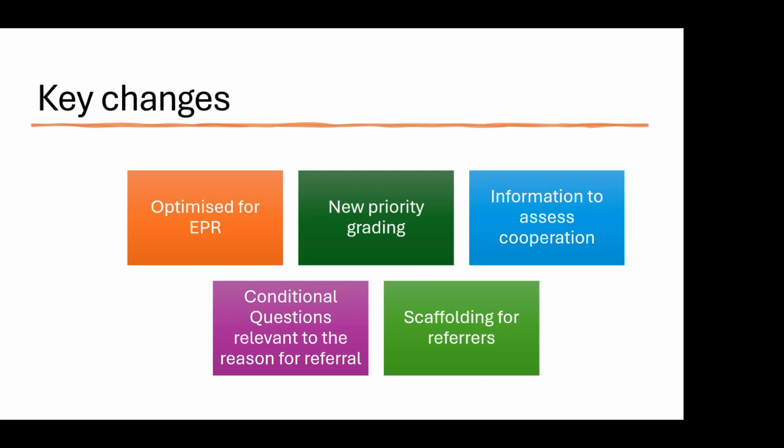We also are asking for more information to be able to assess cooperation, so we can put that together with the reason for the referral and see whether this child needs to be seen in community or hospital, what skill grade is needed for the clinician, and what kind of resources might need to be available in the clinic where they are first seen. We've also introduced conditional questions relevant to the reason for the referral.